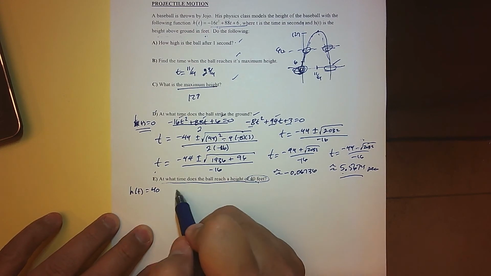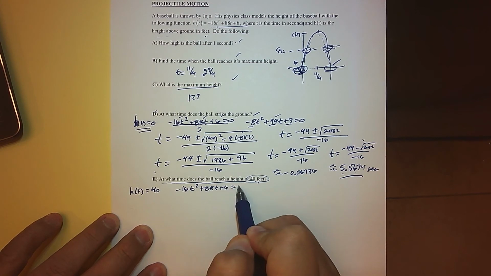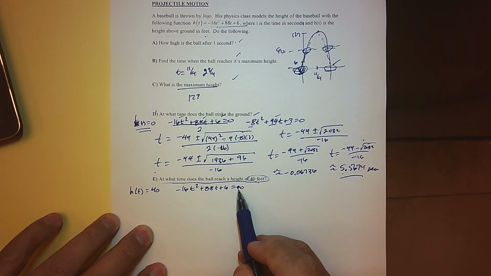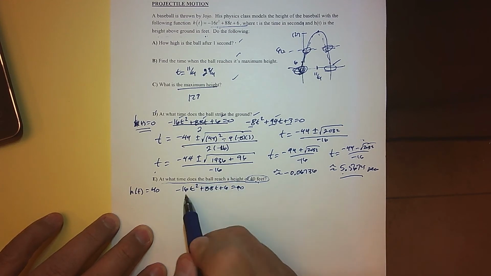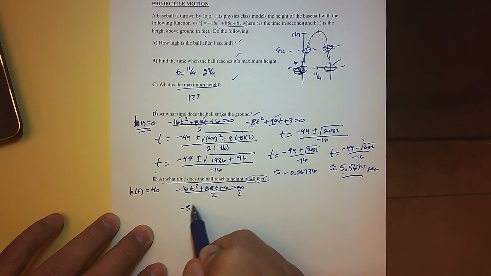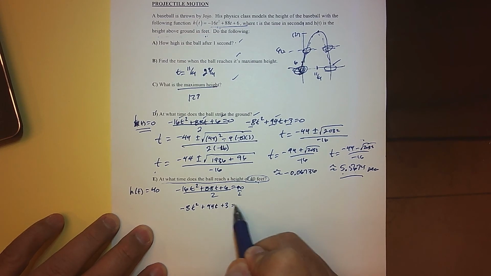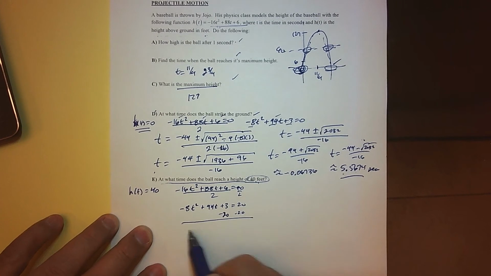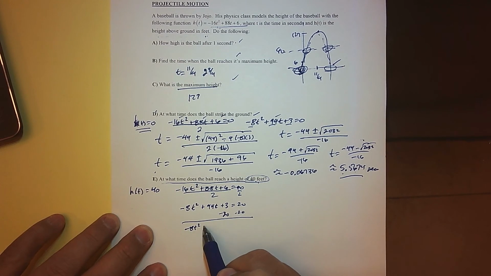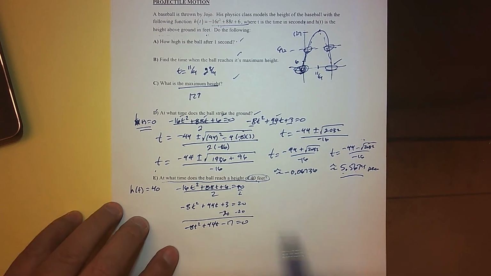So we set our equation equal to 40, and a way to solve a quadratic is to kick things around. And how about I do this? I'm going to divide everything by 2 first, and we get negative 8t squared plus 44t plus 3 equals 20. And if I subtract 20 from both sides, we get negative 8t squared plus 44t minus 17 equals 0. So I'm pretty confident that that's not going to factor very well.